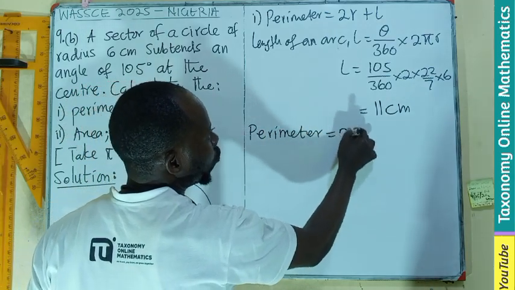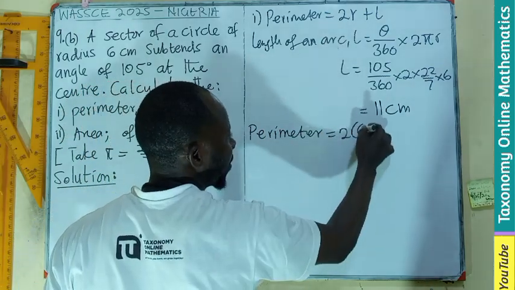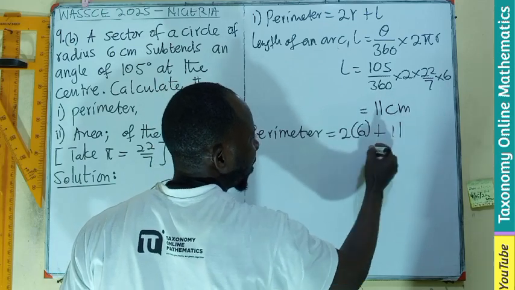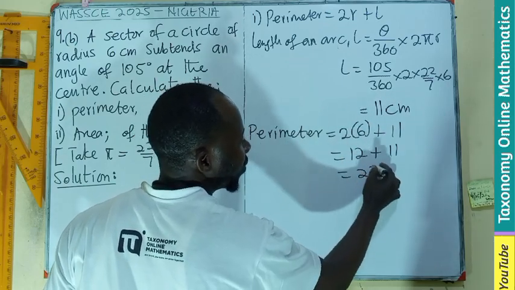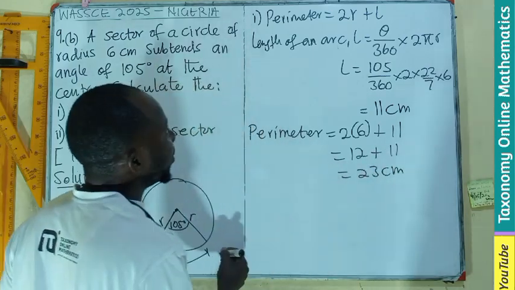That makes your perimeter to be equal to 2 times the radius, which is 6, plus the length, which is 11. 12 plus 11 gives us 23 centimeters.